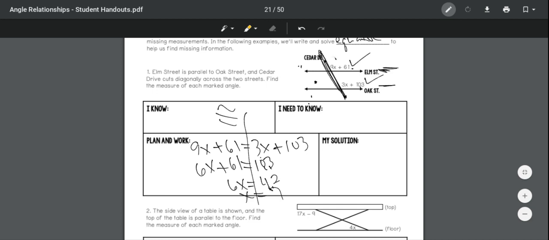So we go back up here and we plug the 7 in where the x is. So we do 9 times 7 is 63 plus 61. So we get 124. And then they better be the same because they're corresponding. But just to make sure, 7 times 3 is 21 plus 103 is 124. So both angles are 124 degrees.